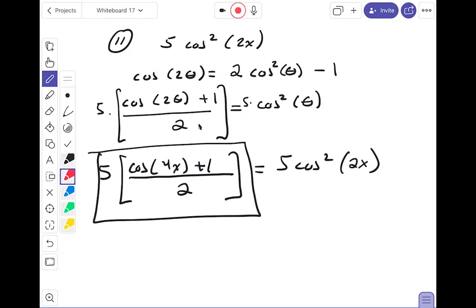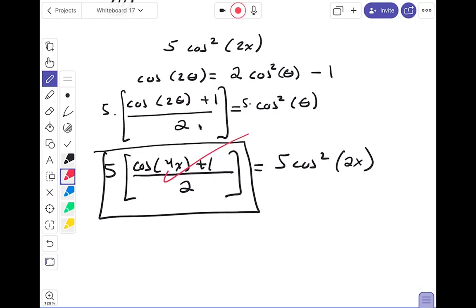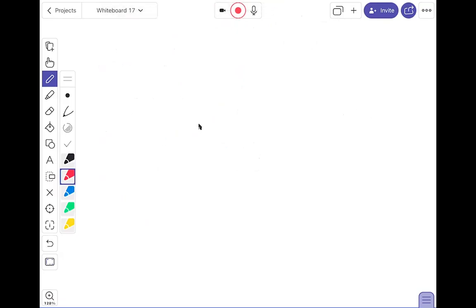Okay, let's look at the key. See if we got it right. And I'm looking at it. Yeah, we got it. We took a square, we wrote it as a linear problem, which is great news. Let me get to number 12. Number 12 is half angle formulas.